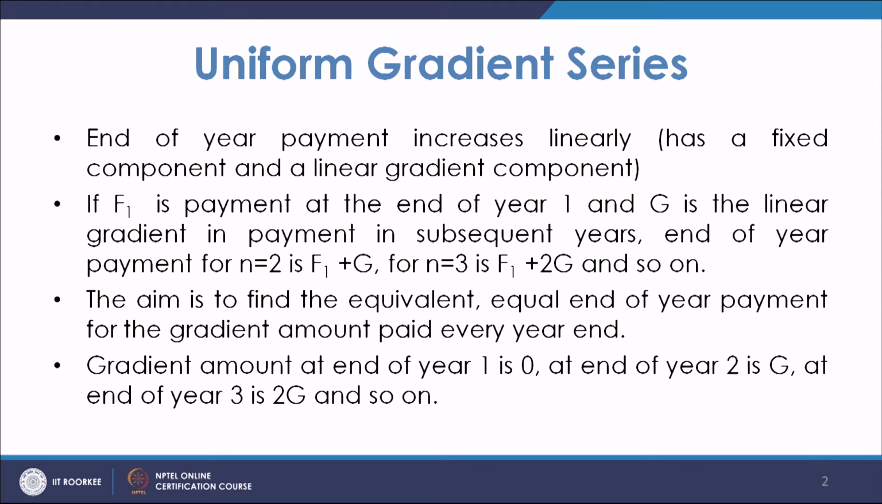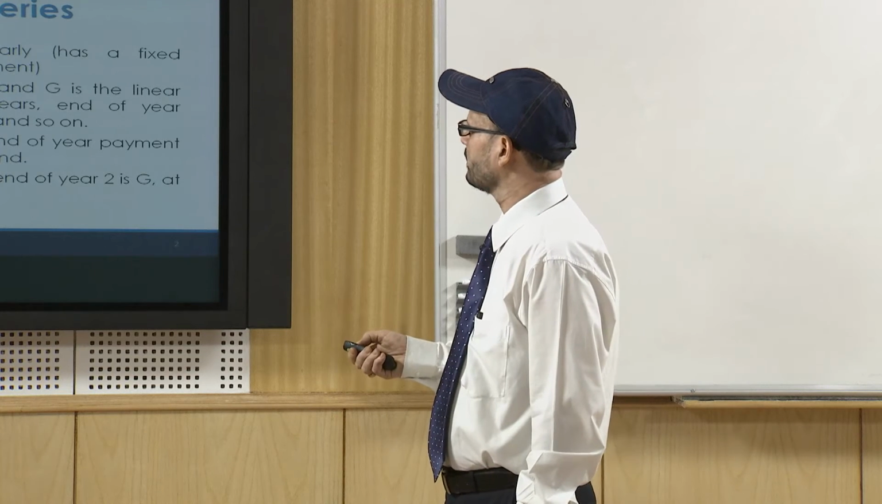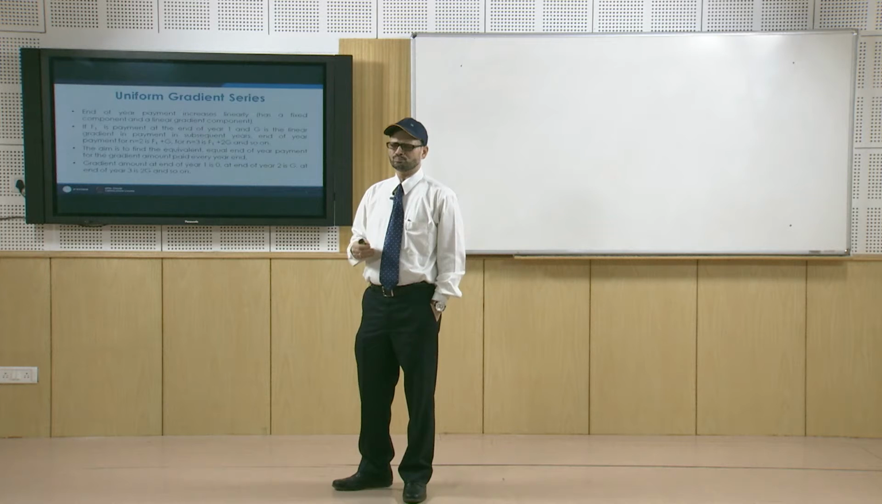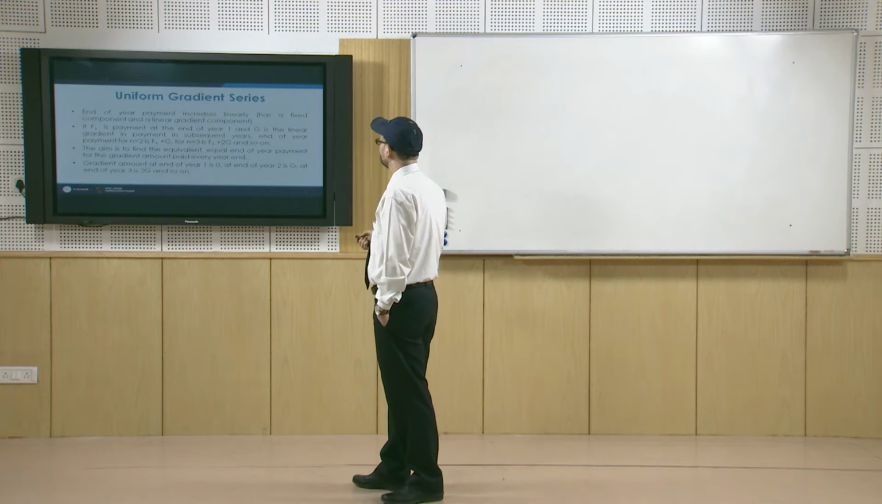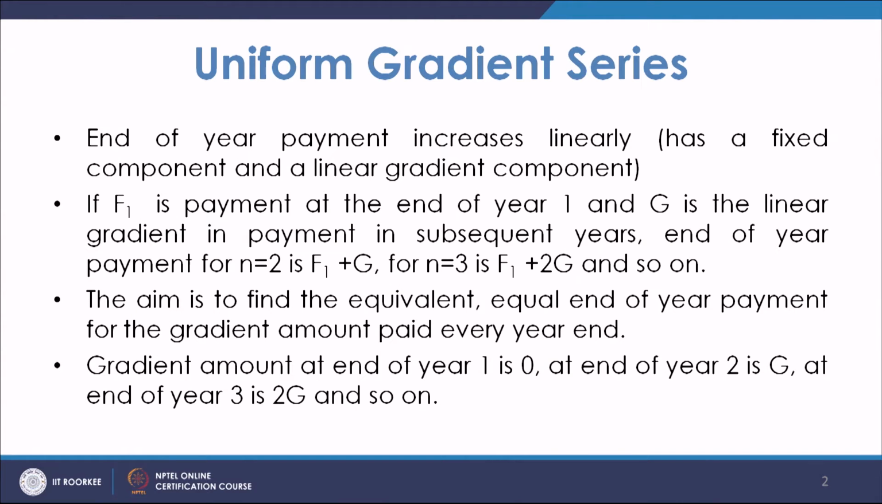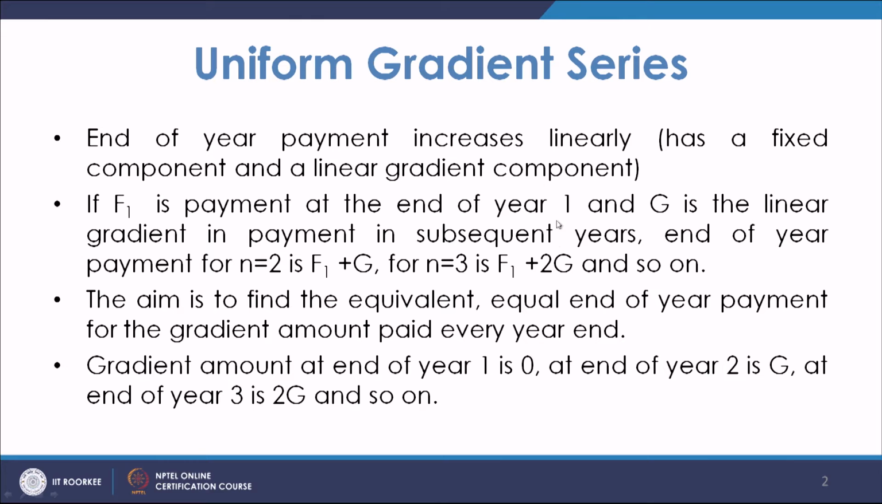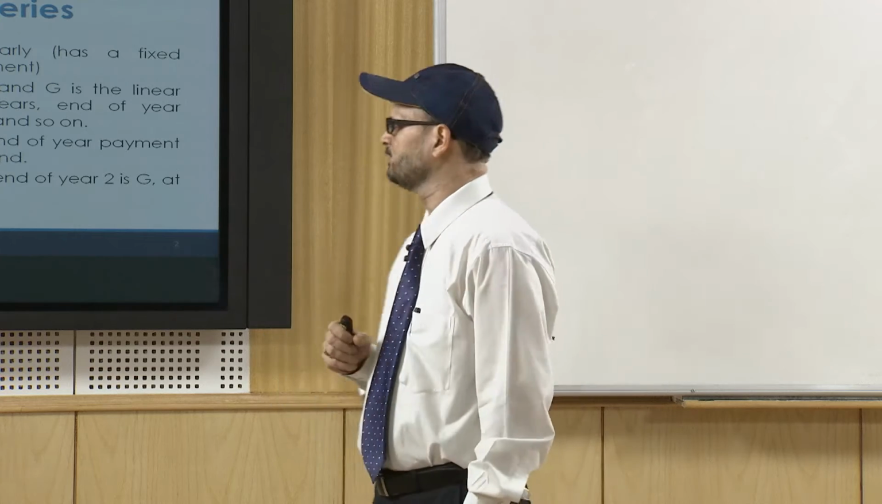In this series, basically the end of year payment is increasing linearly, meaning if in the first year end you pay F1, in the second year end F1 will be increased by a constant value, suppose G. So, this G is the gradient, and this G is uniform every year. In the second year it is F1 plus G, in the third year it becomes F1 plus 2G and so on. So, in the nth year end we are paying F1 plus n minus 1 into G.